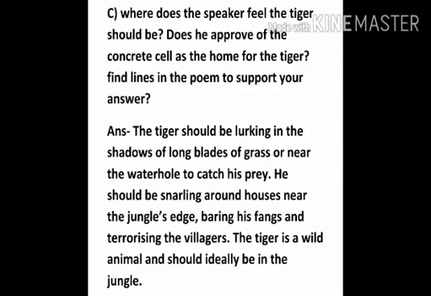Section C. Where does the speaker feel the tiger should be? Does he approve of the concrete cell as the home for the tiger? Find lines in the poem to support your answer. Answer: The tiger should be lurking in the shadows of the long blades of grass and near the water hole to catch his prey. He should be snarling around houses near the jungle's edge, baring his fangs and terrorizing the villagers. The tiger is a wild animal and should ideally be in the jungle.